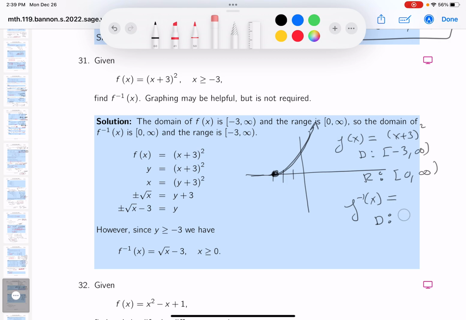How do I know that? The work I just did. So what do you get over here? Its domain is going to be from 0 to infinity, and its range is going to be from -3 to infinity.